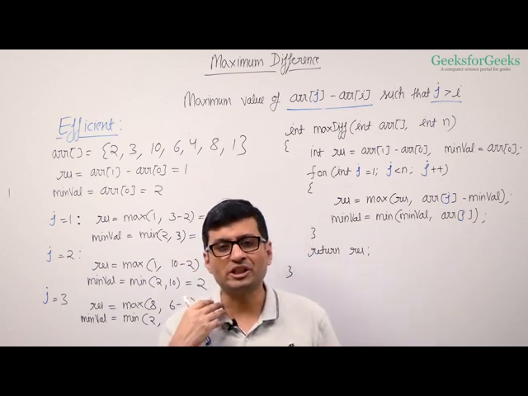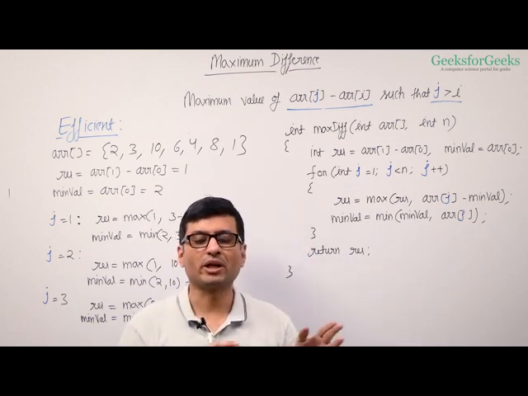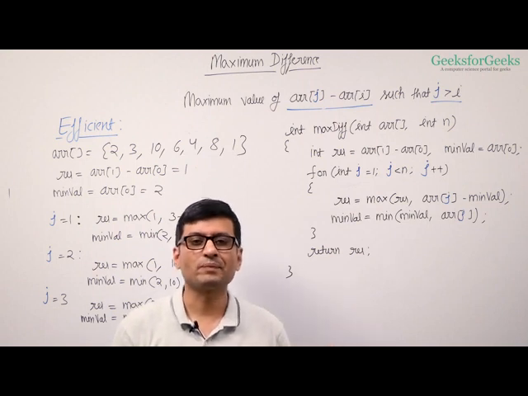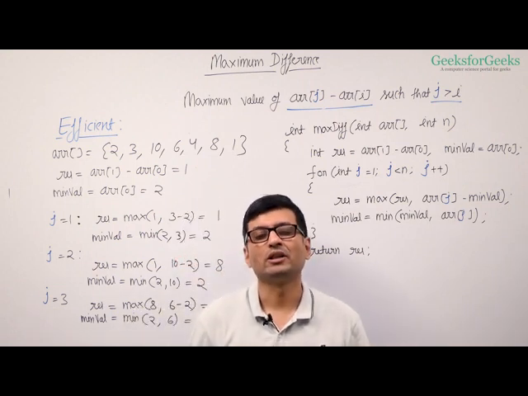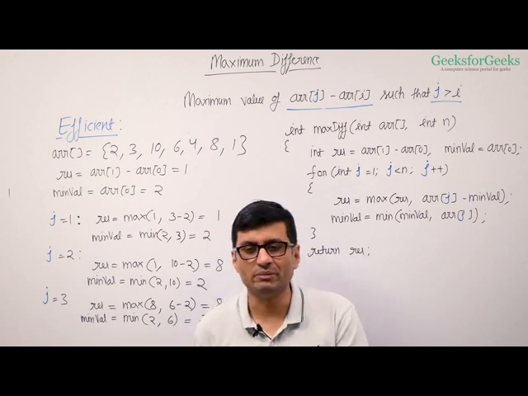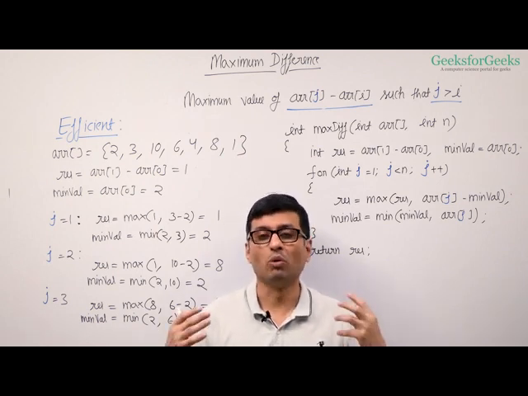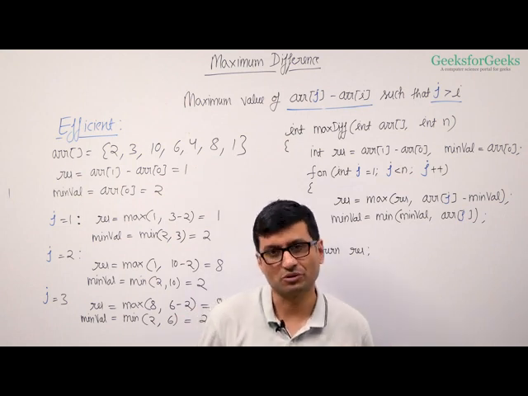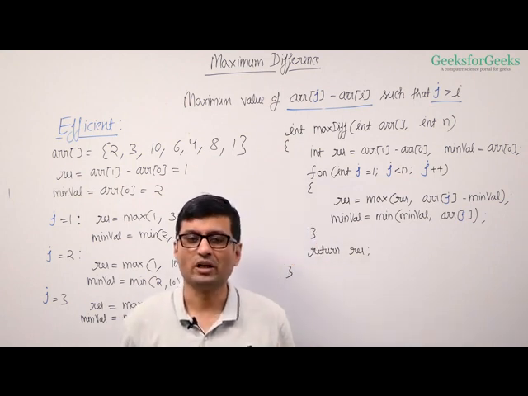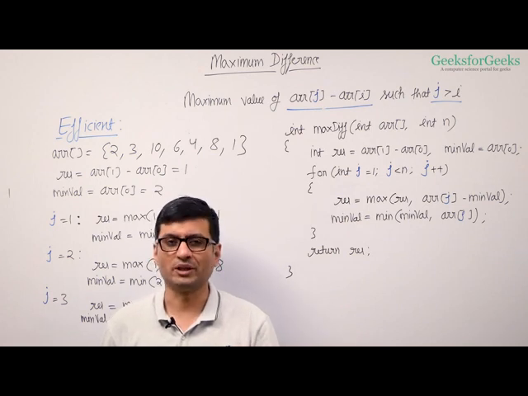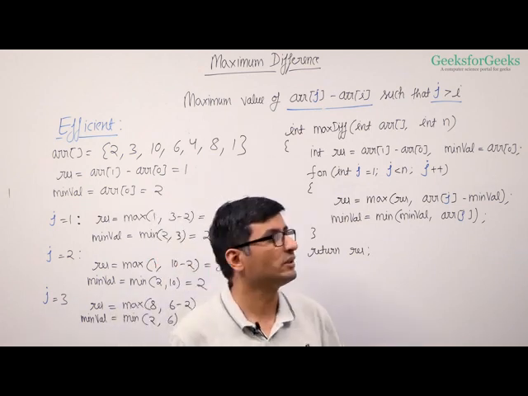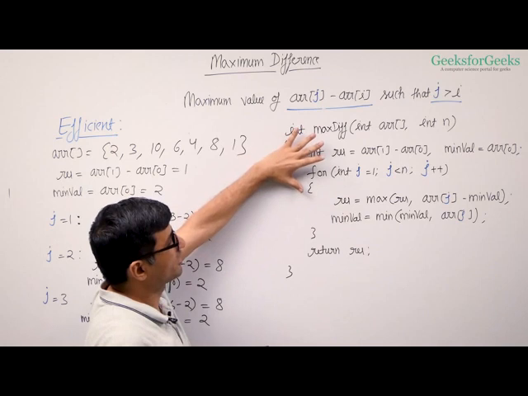So you simply traverse the array from left to right, keep track of the minimum element that you've seen so far, and for every element, you subtract the minimum element from it, and then you see, is it giving you more difference, more value for the result that you've found so far. That's all you do. And you also make sure that you update the minimum element whenever you find a smaller element. Let's see this with this code.